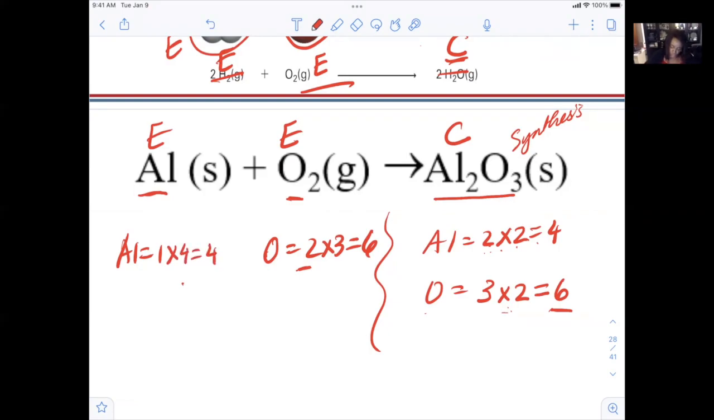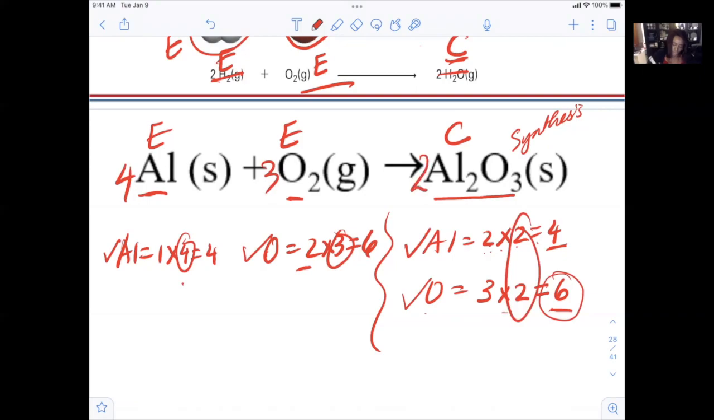Now let's do a quick check. We have 6 oxygen on the right, 6 on the left. So that's balanced. 4 aluminum on the right, 4 on the left, balanced. Multiply 4, multiply 3, multiply 2. So now 4, 3, 2 balances the equation. So from this, we can tell what kind of equation this is.